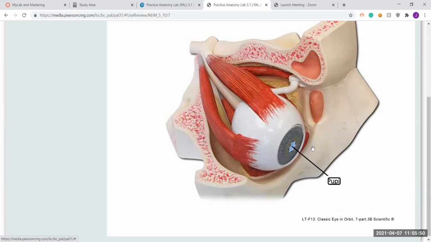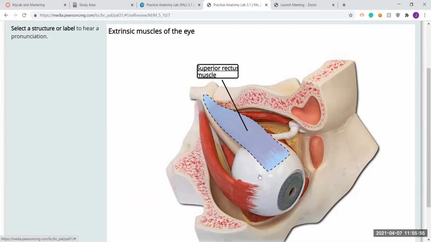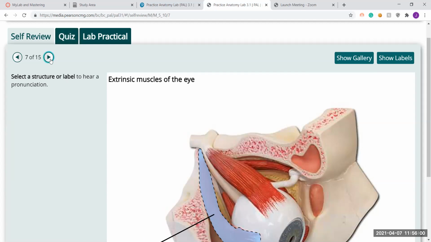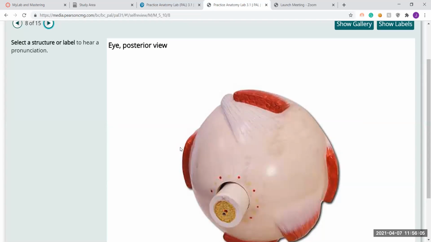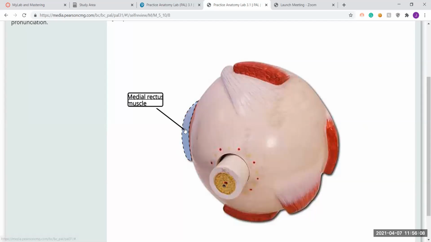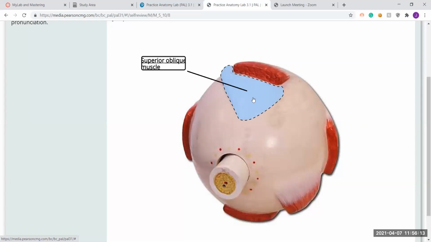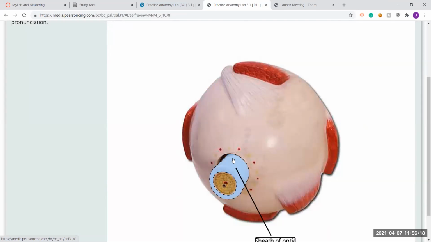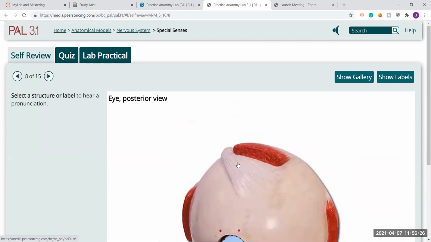And then iris, pupil, you can see again here. This cavity is the orbital cavity. So if you take out this eye, the cavity in your face is the orbital cavity. This is the posterior view of the eye, and you can see the muscles: medial rectus, lateral rectus, superior oblique, inferior rectus, inferior oblique, and then the optic nerve. And this is the sheath of the optic nerve, which is pretty much dura mater.